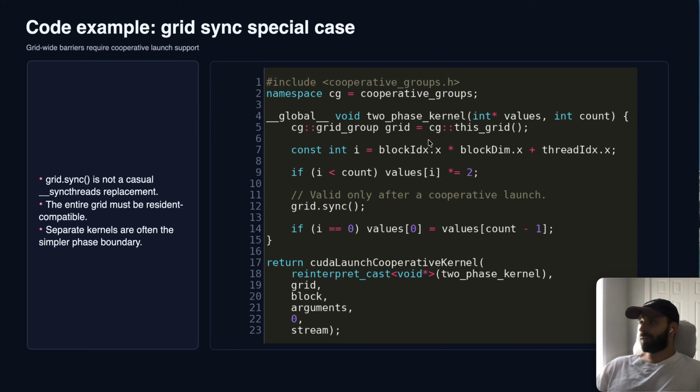If you see this underscore grid, it just creates a group that represents the whole grid. Every thread first doubles its element. You can see every thread just doubles its element. And then you have grid.sync right here. grid.sync makes the entire grid wait before thread 0 reads the value produced in the first phase. Without this, thread 0 could read the final element before the thread responsible for it had finished writing. That would be a problem.